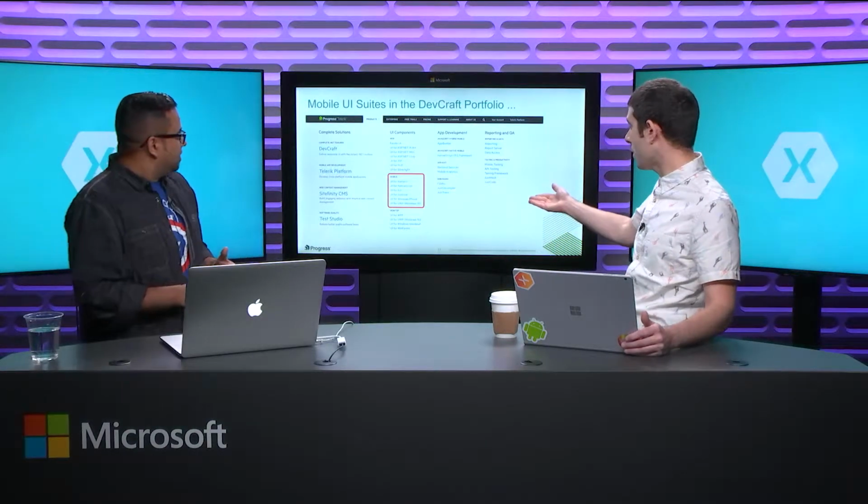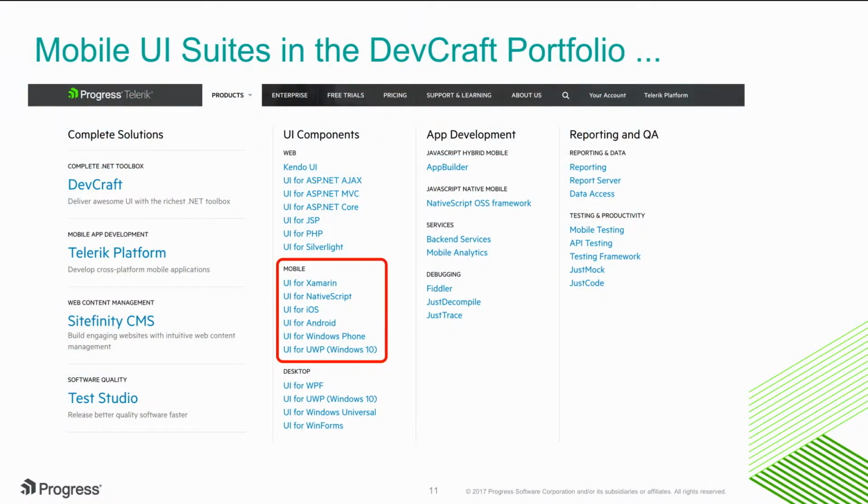You have WPF, you have UWP, you have WinForms stuff. No matter. Exactly, that's what I kind of like. If you think about it, yes, I might need this Xamarin control right now, but what happens when I have to go do desktop development, or create a website in ASP.NET or something like that? You have all the controls. We have UI suites for everything you do.